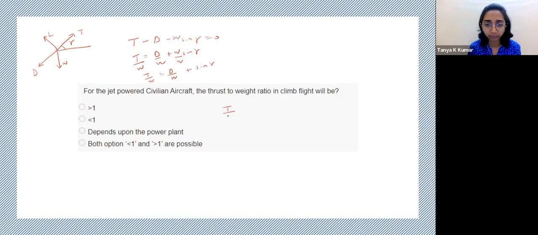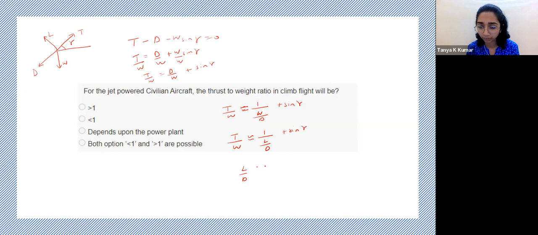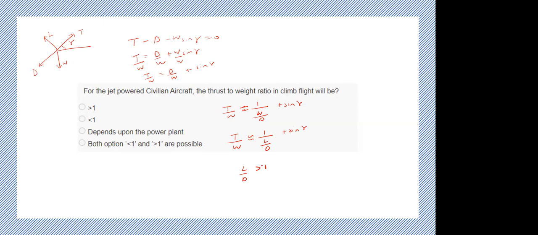Now you have T by W. You're taking assumptions, so you're taking this to be 1 by L by D, that is W by L times D by W, plus sine gamma. Now you know for a climb it is not lift equal to weight, but we're just taking that assumption here. So T by W equals 1 by L by D plus sine gamma. Now this lift upon drag will be greater than 1, right? Do you agree? Yes. What about sine gamma? Will be less than 1.